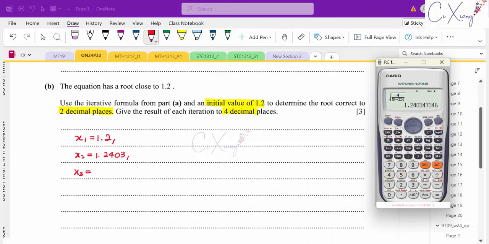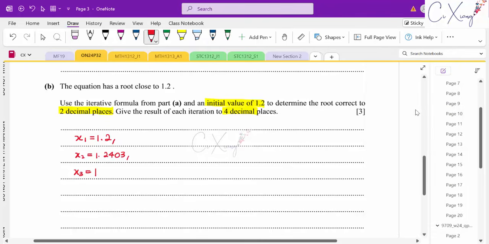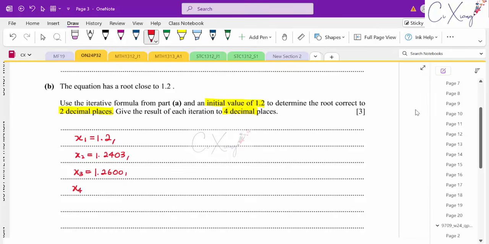Then how to get the next value, x3? Let's continue further. We press calculate again, then key in the value of x2, which is 1.2403. Then press the equal sign. Then I'm having 1.2600. So I put 1.2600.